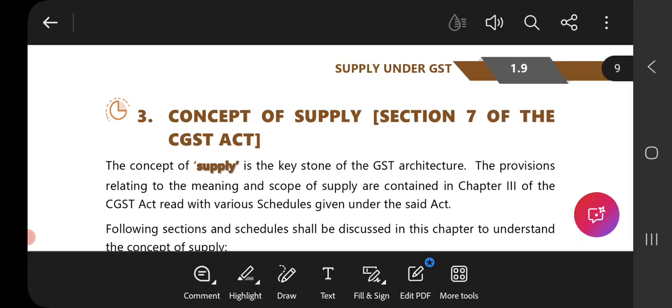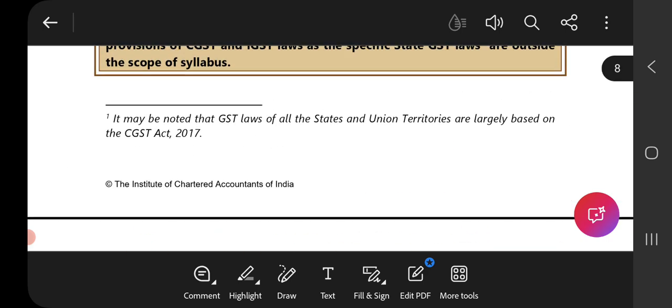So here I am stopping this definition part. For the further topic we will continue in the next video.